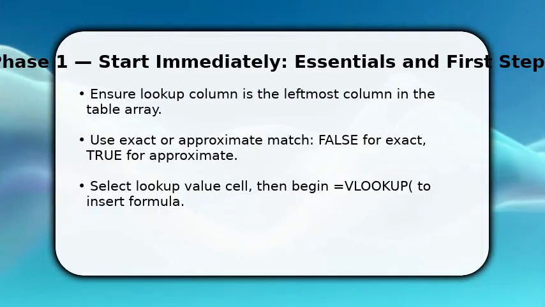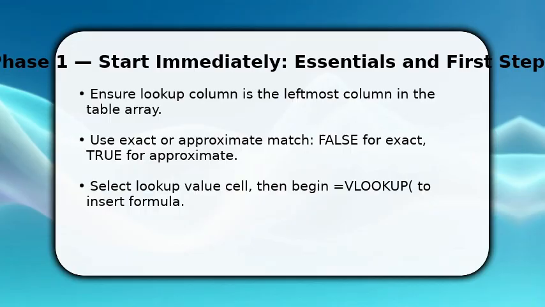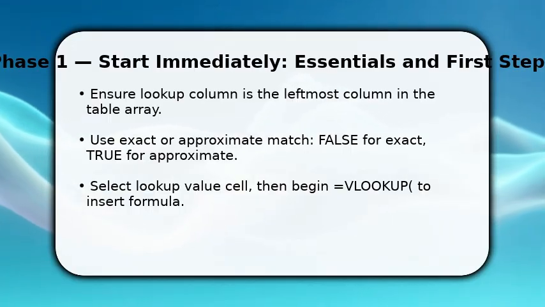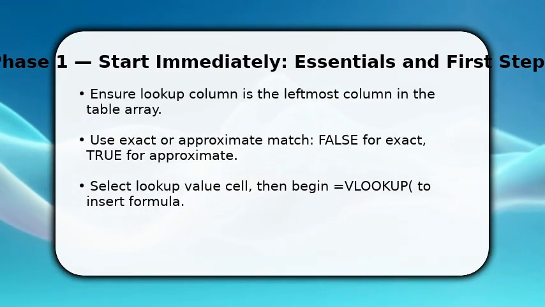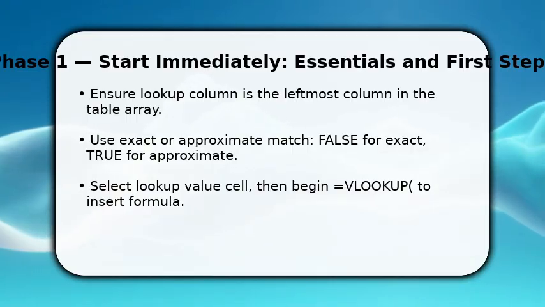You begin by confirming the lookup column sits at the left edge of your table. This matters because VLOOKUP searches left to right. Once prepared, click the cell where you want the result and type =VLOOKUP. Then point to the lookup value cell. This is the key. It must match an entry in the left column.